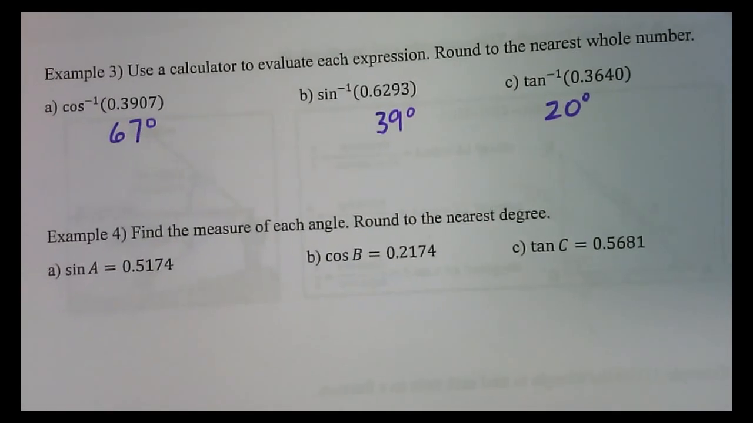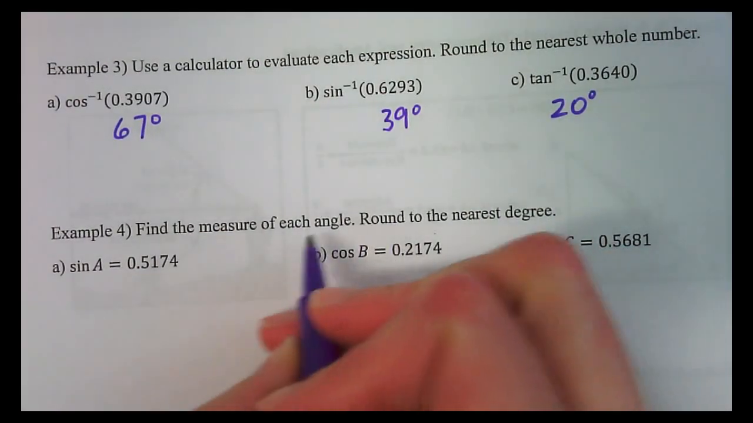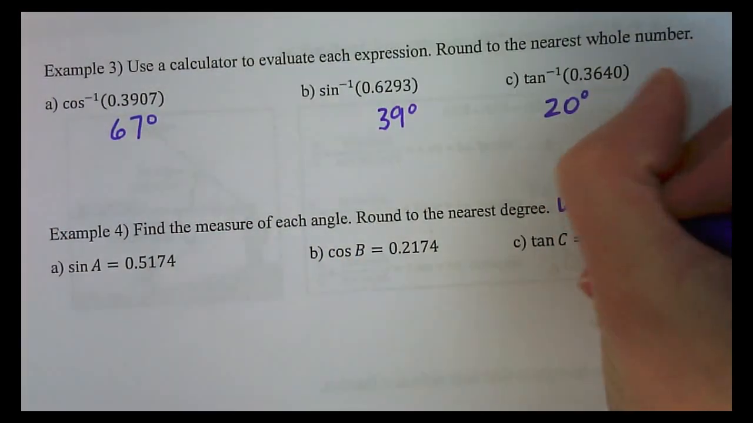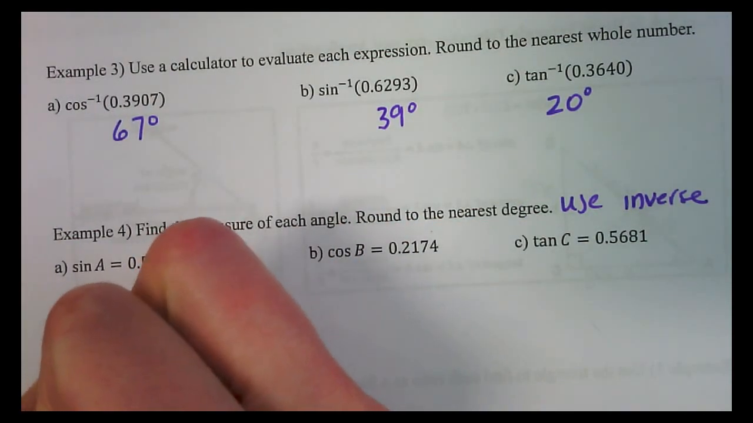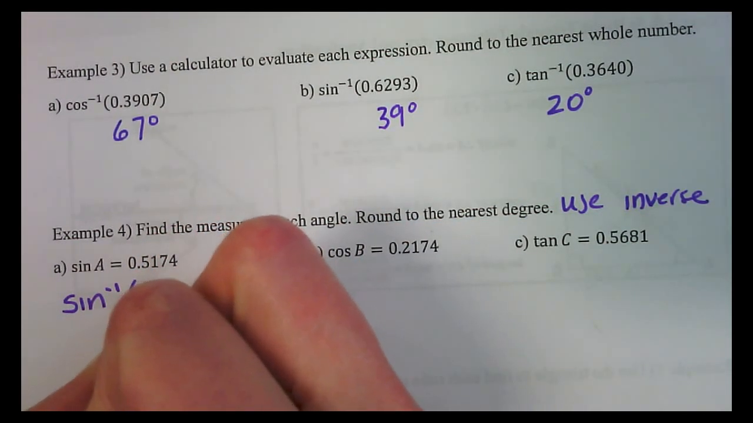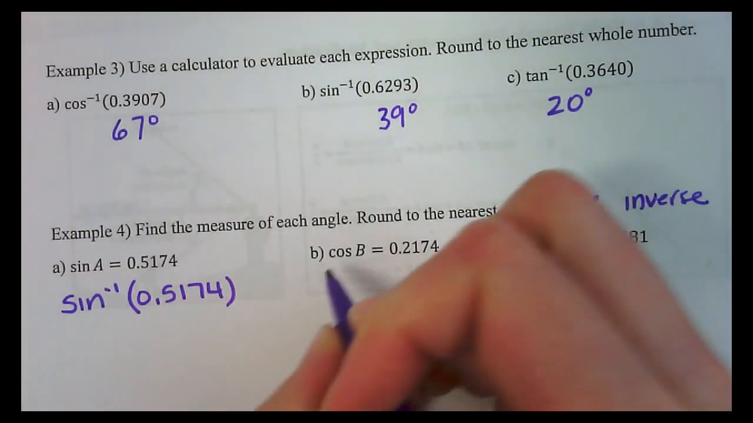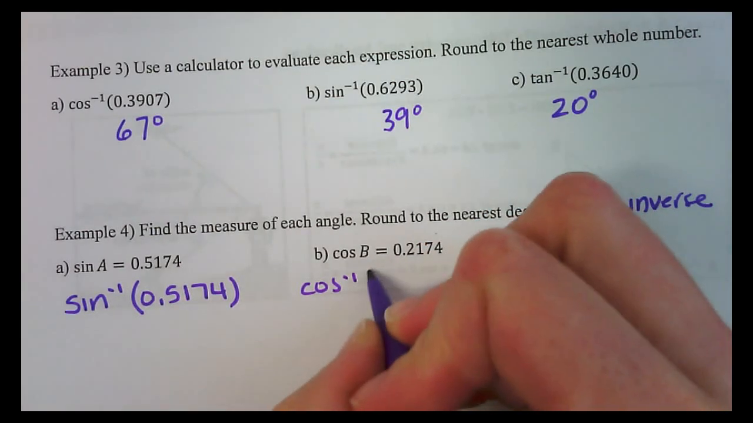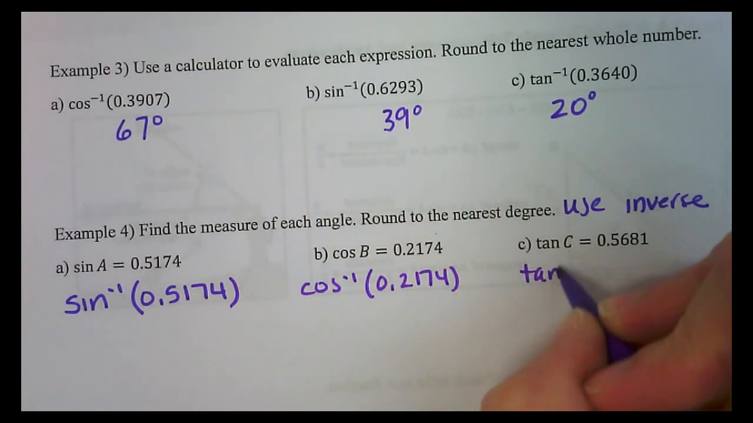Example 4 says find the measure of each angle. So when we're finding the measure, that's when we use inverse. So this is saying to use the inverse. Okay, this would be use inverse cosine, and this would be inverse tangent.